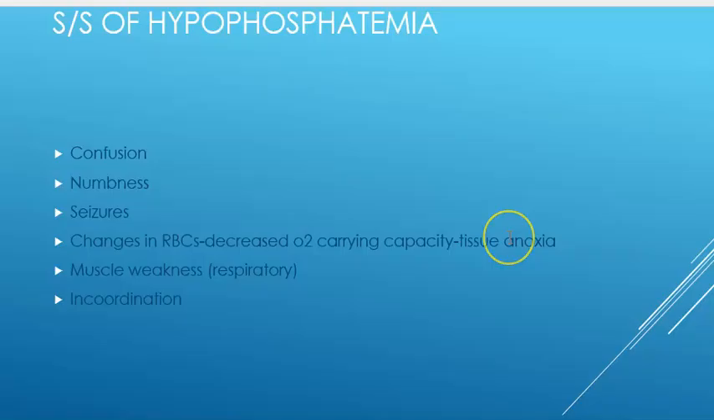Signs and symptoms: confusion, numbness, seizures, muscle weakness, incoordination. Remember, it affects your nervous system. Changes in your red blood counts and decreased oxygen carrying capacity can cause tissue anoxia. But mostly with hypophosphatemia, you will see neuro changes.